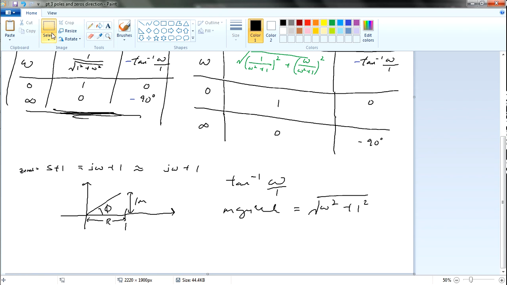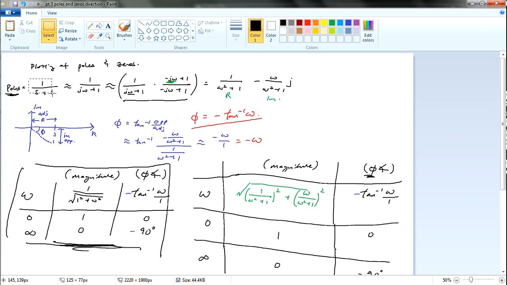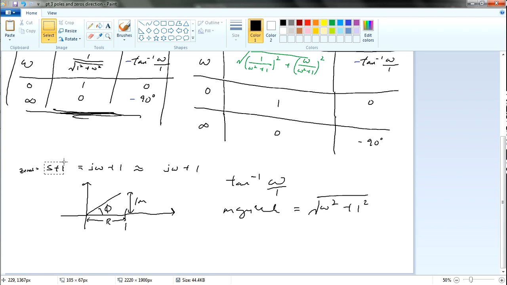Okay, let's say we have an equation for only zero, s plus 1 only. Previously we talked about poles, which is 1 over. Now we talk about zeros, the numerator. If you sub in the same thing, s equals j omega, so therefore I have j omega plus 1, and then you have a complex number straight away.